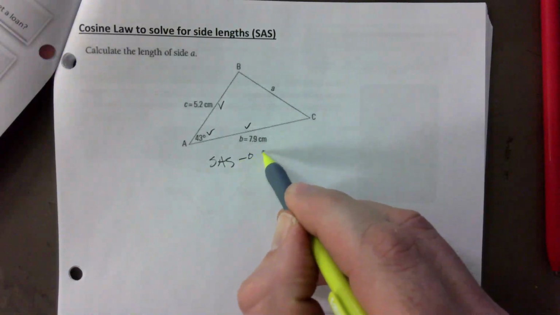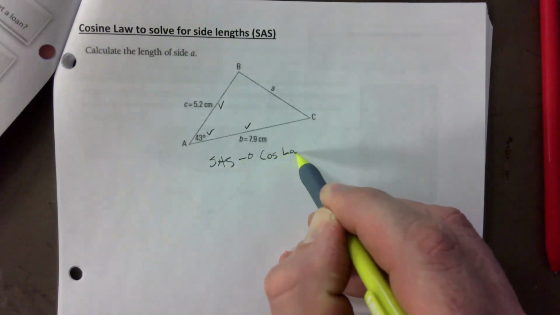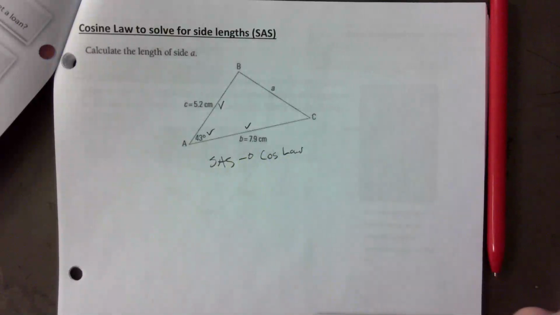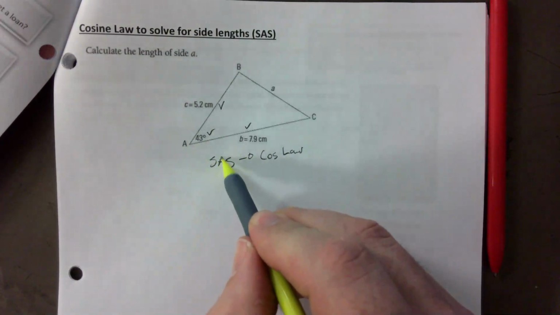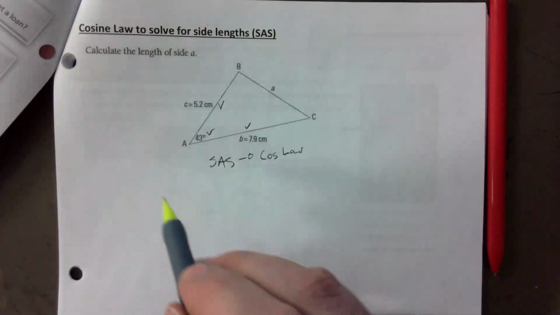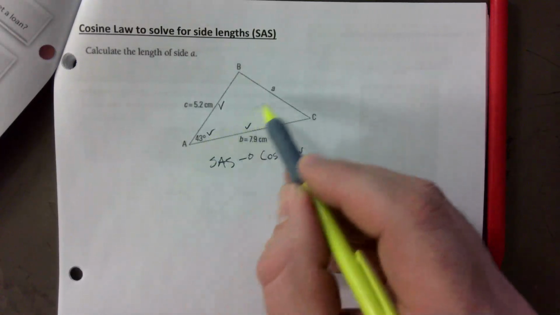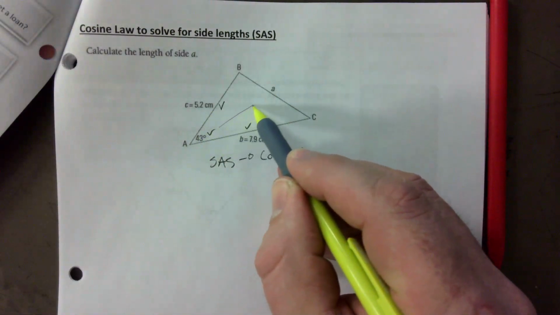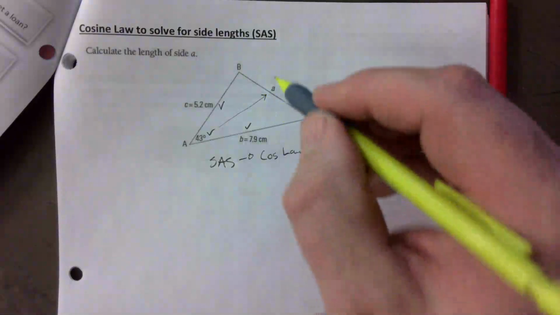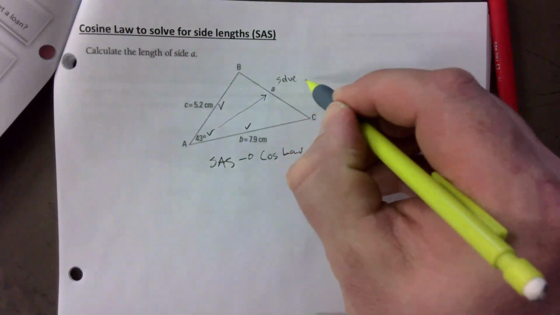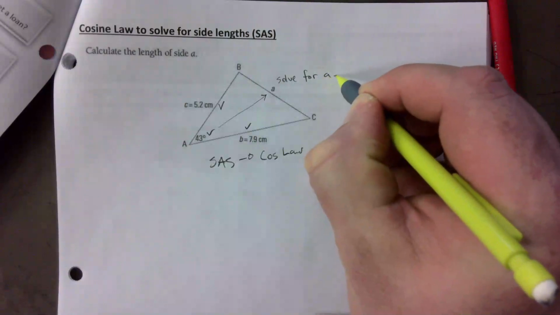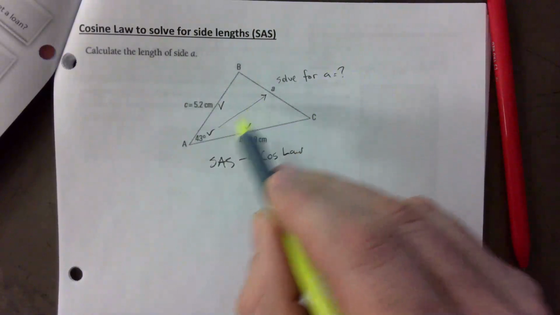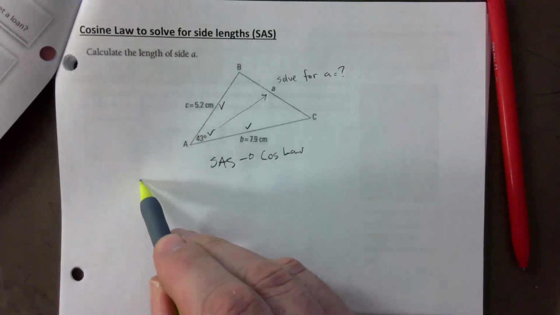By the way, this is not showing your work. This is just kind of us getting ready for the work. Some students think, hey, SAS, we're done, right? No, it's not. So what's the only side I can solve for here? In this scenario, I have to solve for side A, right? That's all I have. That's my only option. So I'm going to write out the formula first.